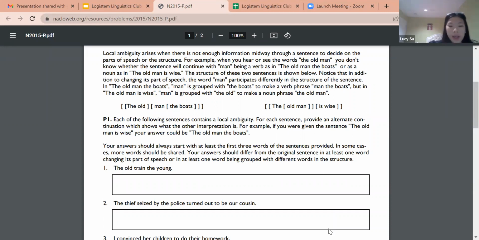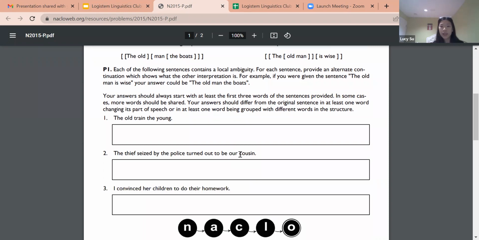Alright, so as I was saying, in the old man the boats, again, it's a verb, and then the old man is a noun. So notice that in addition, the word man participates differently in the structure of the sentences. So let's say it's the old man, the boats. Man is grouped with the boats since the old is manning the boats. So this would be a group, but in this one, it is the opposite. So each of the sentences have this kind of thing. So you really just want to put brackets on it to try to find an alternate continuation.